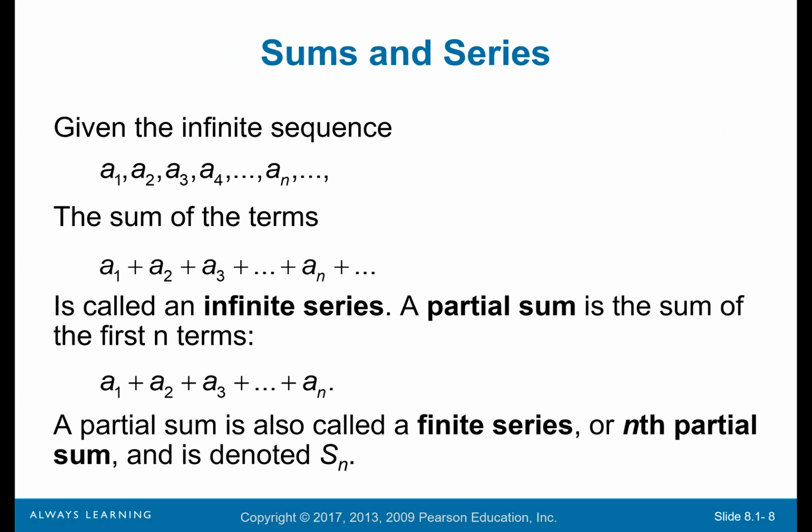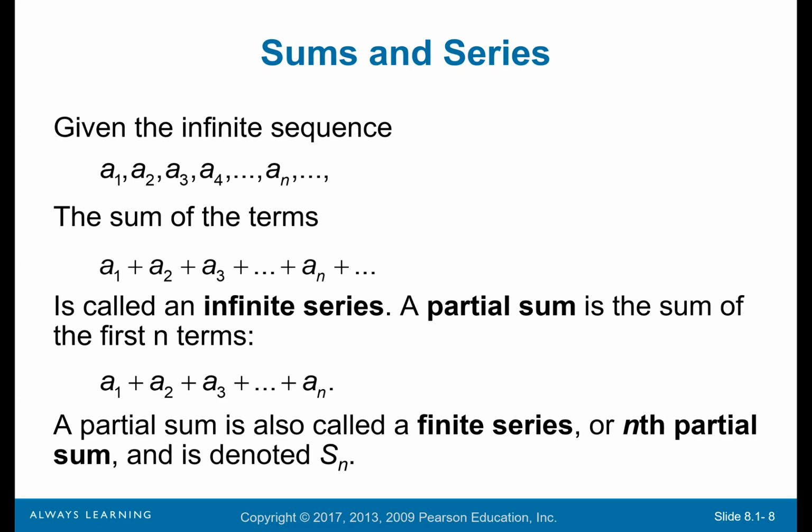Given the infinite sequence, a sub 1, a sub 2, all the way up to infinity, the sum of the terms is called an infinite series. So sequence just means a list of numbers. Series means the sum of the terms.